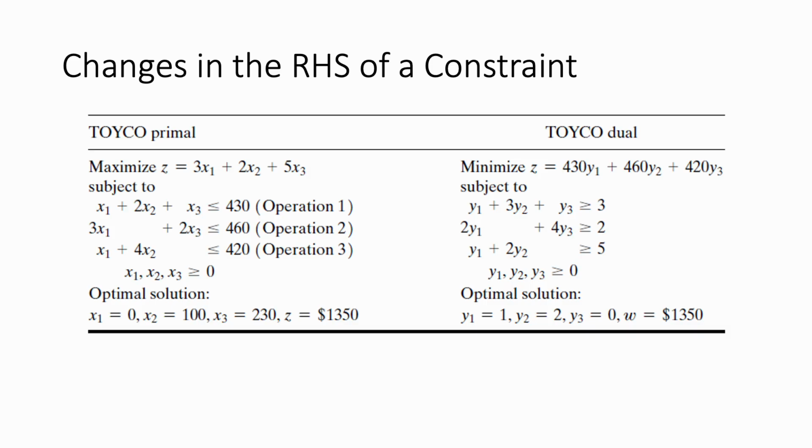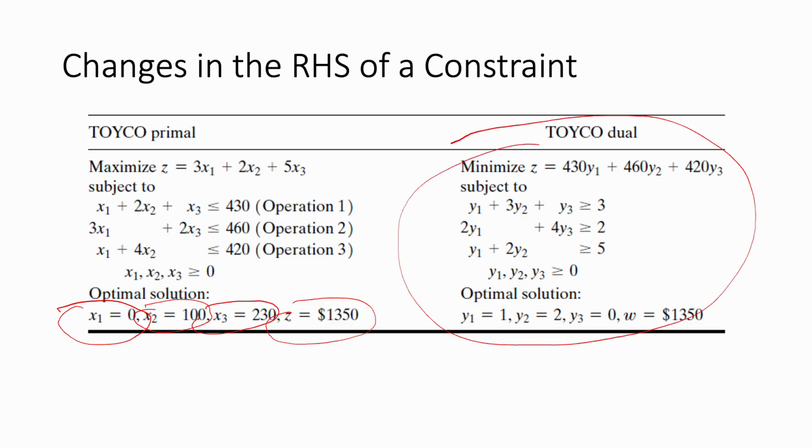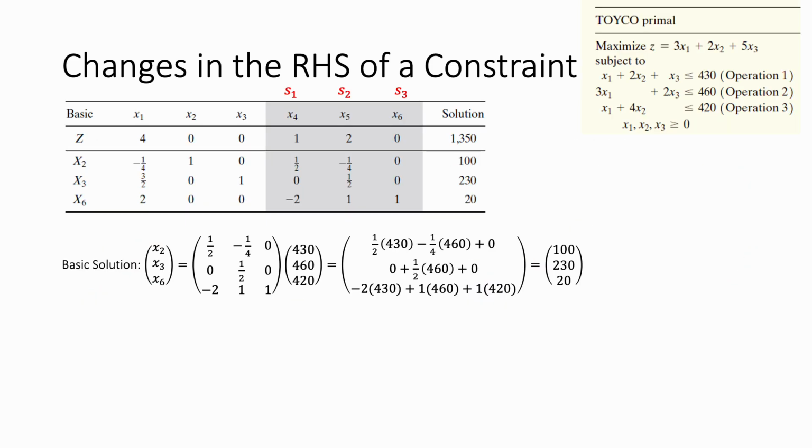If you also recall, the optimal solution says that it is best to produce 100 toy trucks, 230 toy cars, but none of the toy trains, and it yields the maximum revenue of $1,350. And then this was also the dual of the problem. Now this is the optimal tableau that is based on the primal of the LP of Toyko. So x4, x5, and x6 are the slack variables. So note that the current basic variables are x2, x3, and x6.